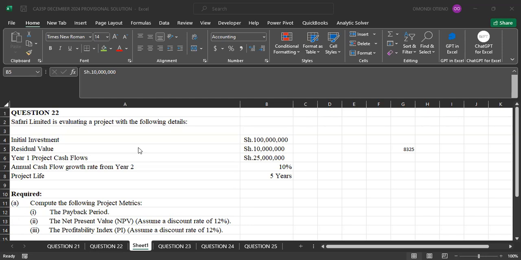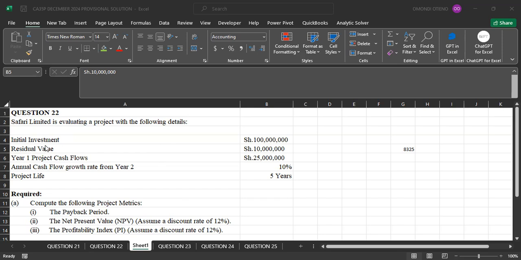I want us to look at this particular paper, that is Business Data Analytics, the CPA paper that is post-advanced, which was tested in the month of December 2023. So today we are going to tackle question number 22. So let's read it together.